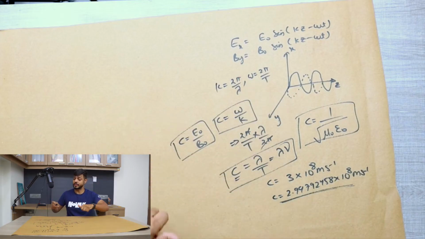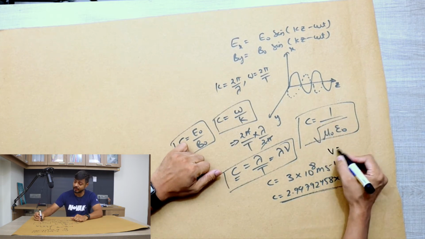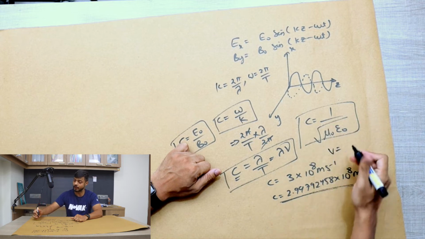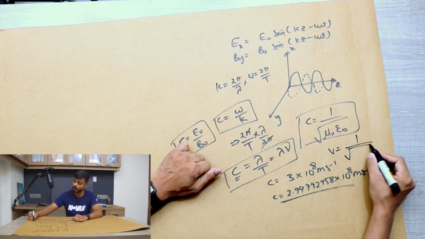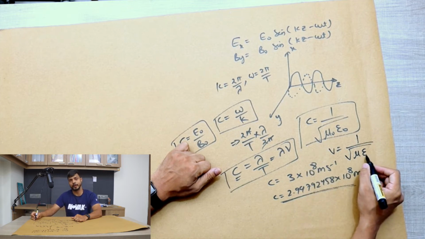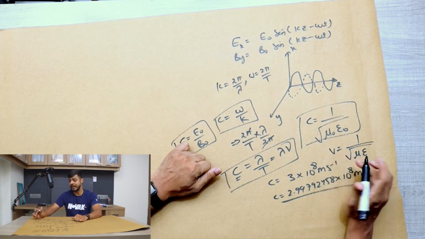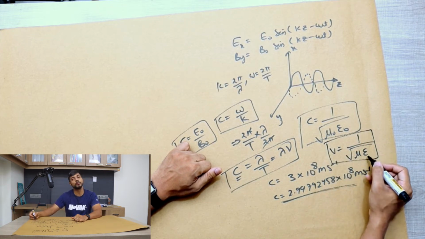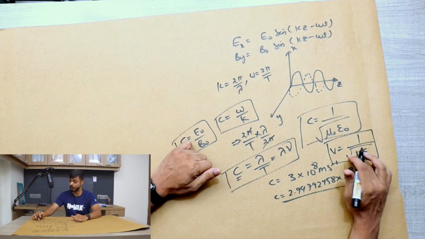So by that logic, I will write V instead of C, because C is the speed of light, which is a universal constant. So we have to change the notation of it if we are changing the medium. So the speed of light depends upon the permittivity and permeability. So V becomes equal to 1 upon root of mu into epsilon.